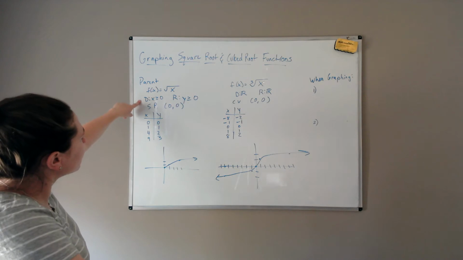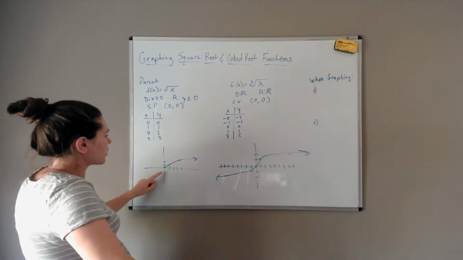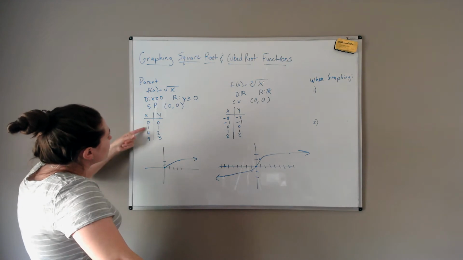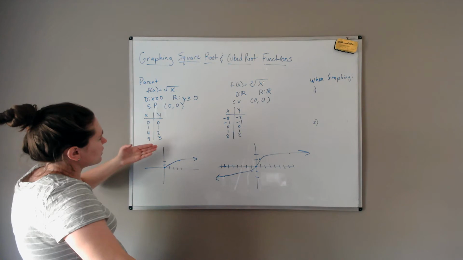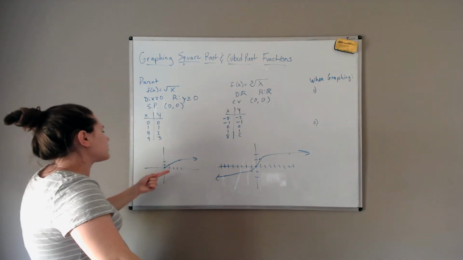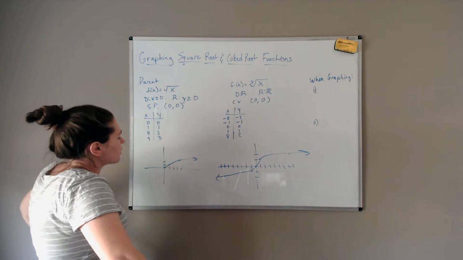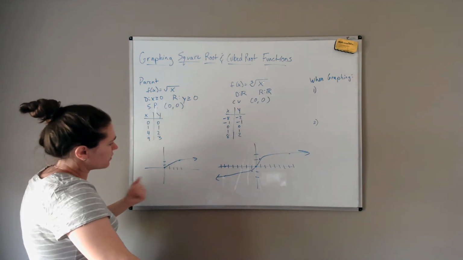Now, the domain starts when x is 0, so (0, 0) we can think of as its starting point. And then if we just made a table of values, I just plugged in x values that would make the outputs integer values, so I didn't have to use a calculator here. And notice I just have a bit more detail in my square root function in the graph here. Okay, but this is the basic shape of the square root.